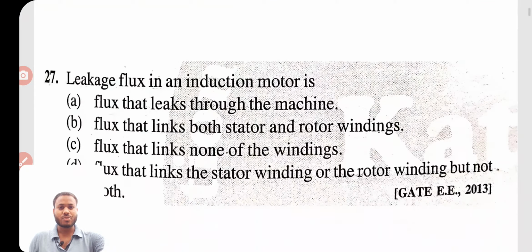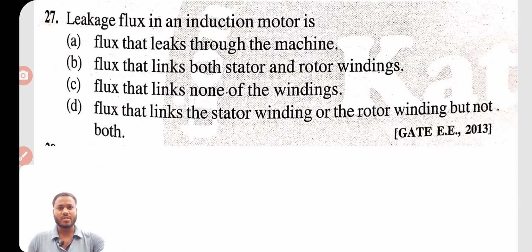So the first question is on the screen. The question is, leakage flux in an induction motor is: option A, flux that leaks through the machine; B, flux that links both stator and rotor windings; C, none of the windings; and last option D, flux that links the stator winding or the rotor winding but not both. So what is the correct answer here?